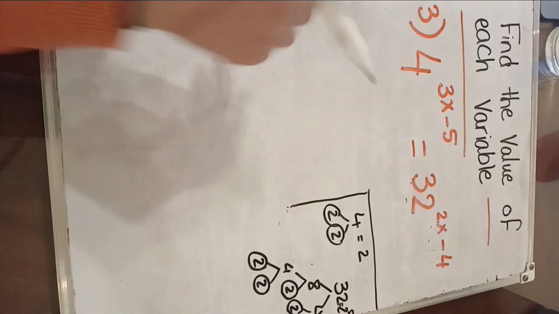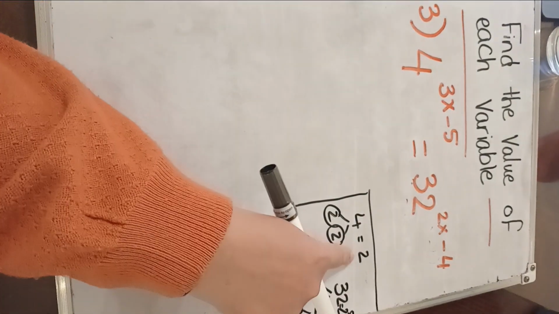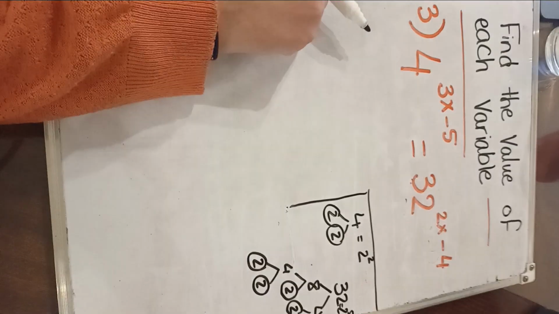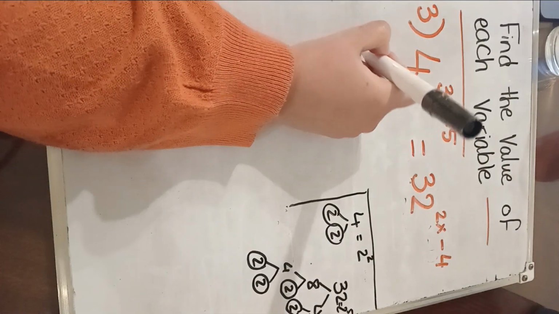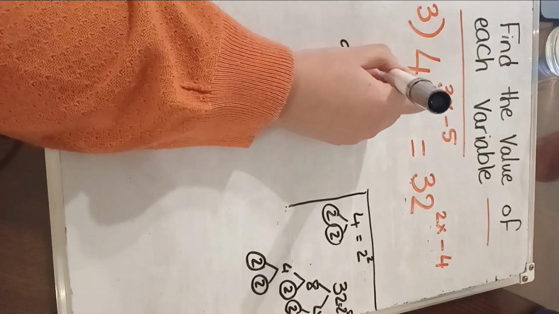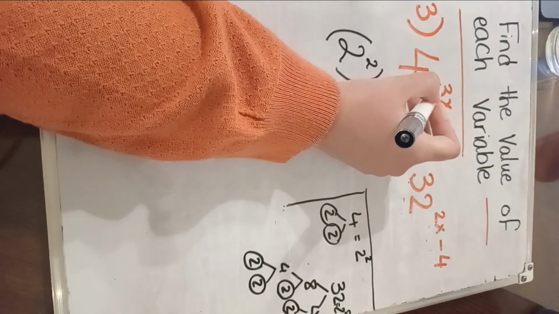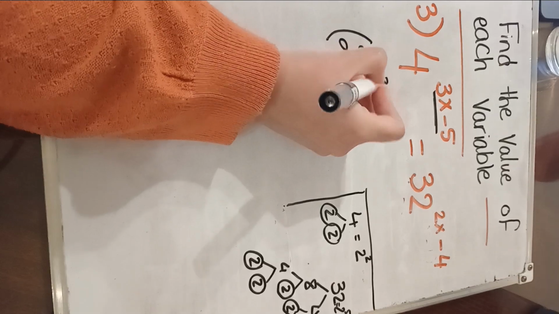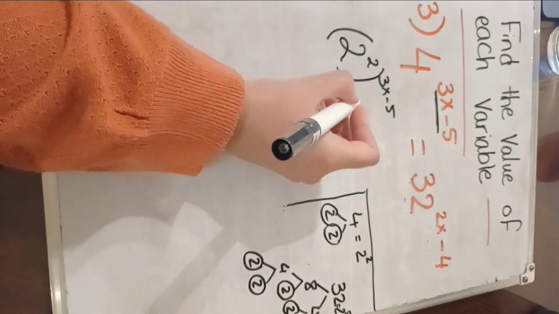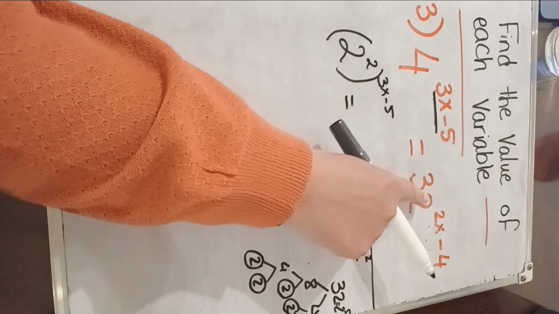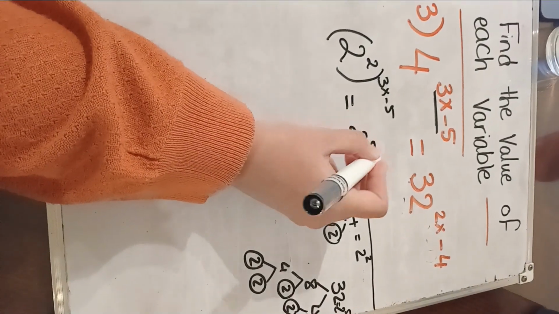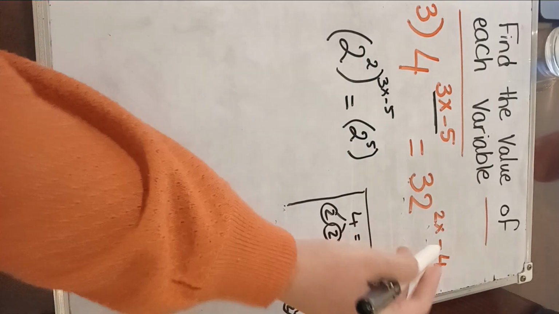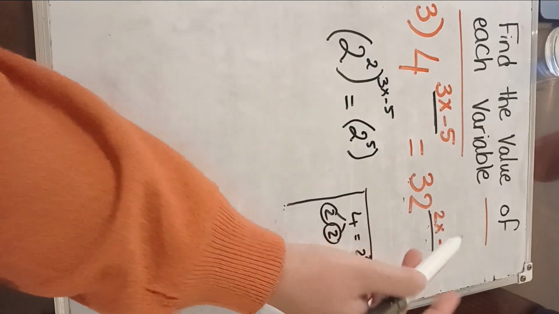So instead of 4, I'm going to write 2 to the power of 2. Instead of the 4, I'm going to write 2 to the power of 2 in parentheses, and outside the parentheses, I'm going to write down 3x minus 5 is equal to, instead of the 32, I'm going to write the 2 to the power of 5 in parentheses, and outside the parentheses, I'm going to put 2x minus 4.